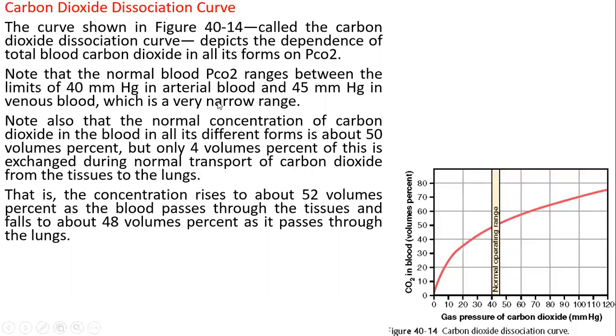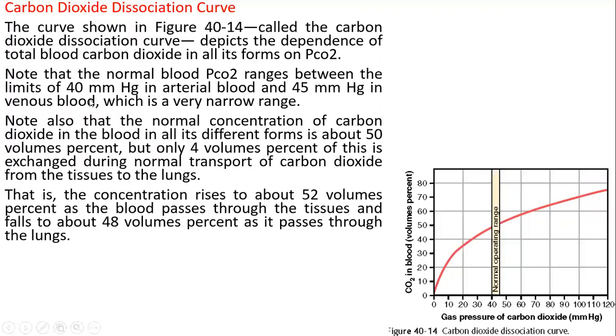نجي هسه على الكربون دايوكسيد ديسوشيشن كيرف اللي هو هذا تشوفوه. هذا هو البارشل بريشر مال CO2 وهذا هو CO2 in the blood اللي هو volume percent. The curve, اللي يسموه carbon dioxide dissociation curve, depicts the dependence of total blood carbon dioxide in all its forms on PCO2.